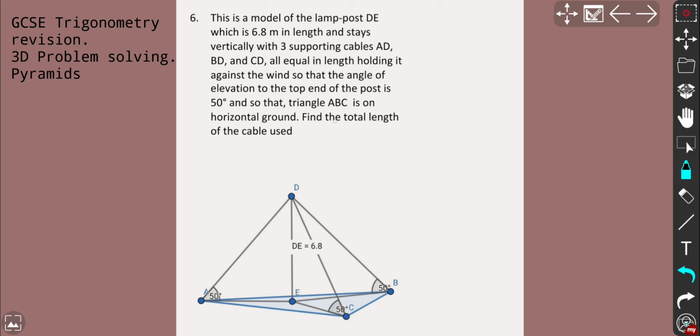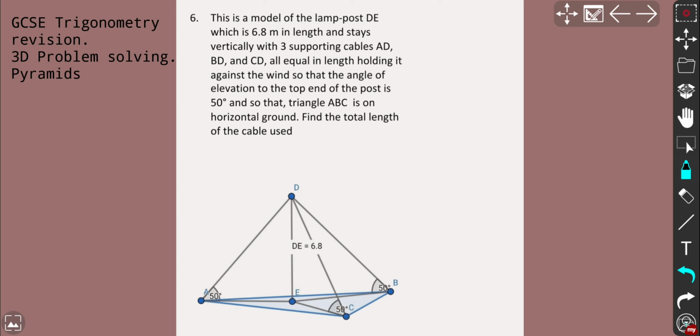What do you need to find? You need to find the total length of the cable used for those 3 strings supporting that lamppost. Alright, so we understand that's the picture. It's already shown in the problem. Otherwise, it would be hard to imagine how it looks.